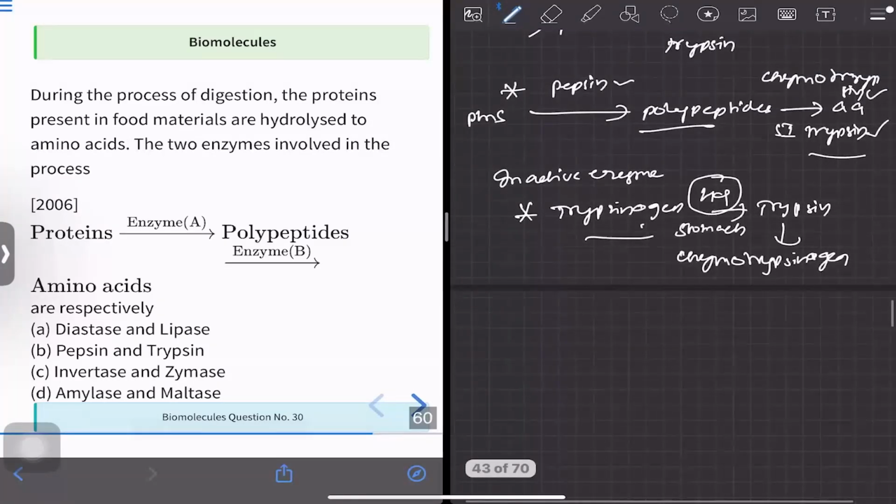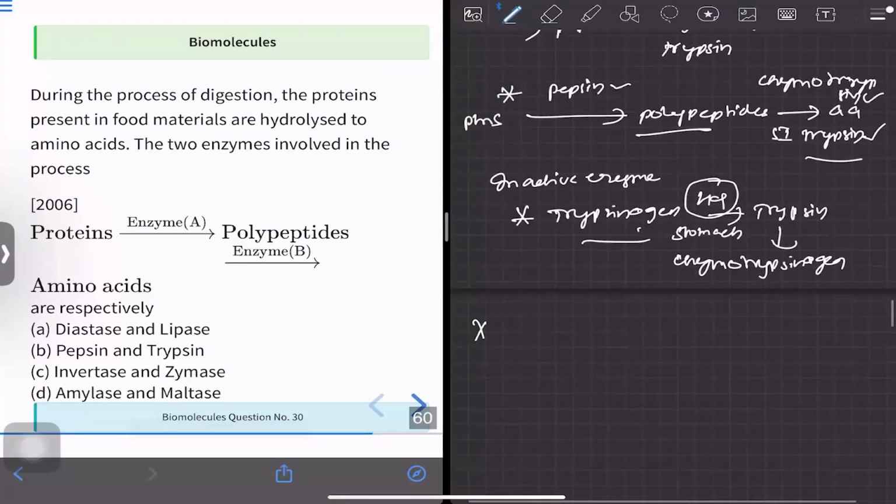Amino acids are the last substrates of protein. So the option will be B, pepsin and trypsin.